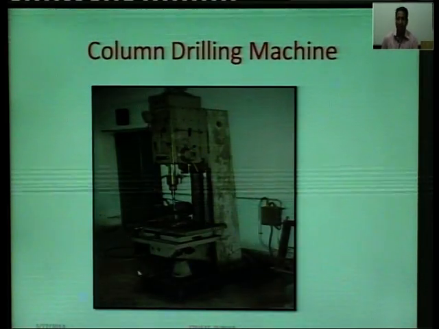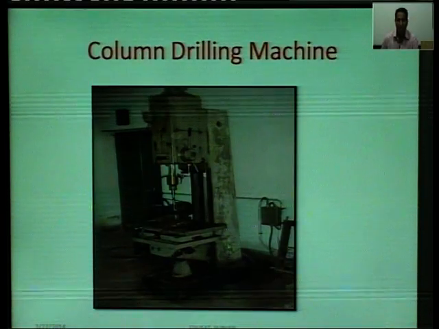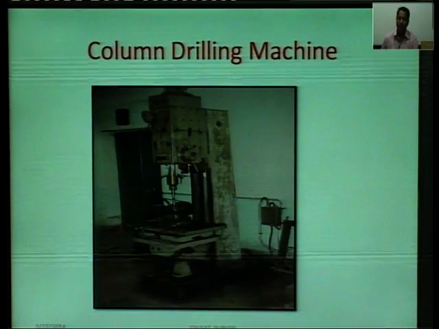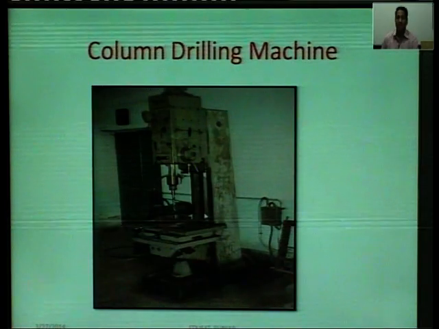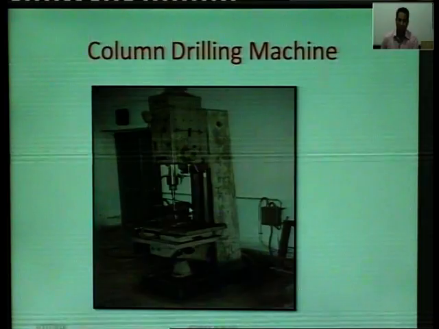This is the column drilling machine. You see why it is called column? This is called the column, and it is a heavy, huge drilling machine. You can see from this figure what the size of this kind of drilling machine can be.